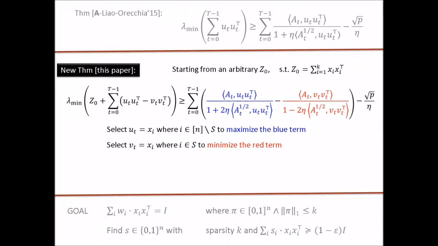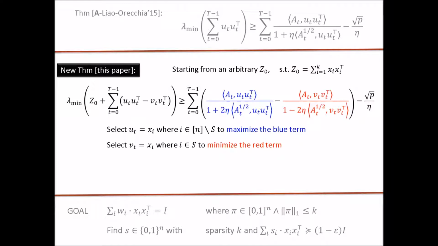And the second thing is that that's the plan, right? We want to pick one to add so that the blue term is maximized. We want to pick one from the set of the vectors we have already picked so that the red term is minimized. Then once you do the swap, you can invoke the theorem above.